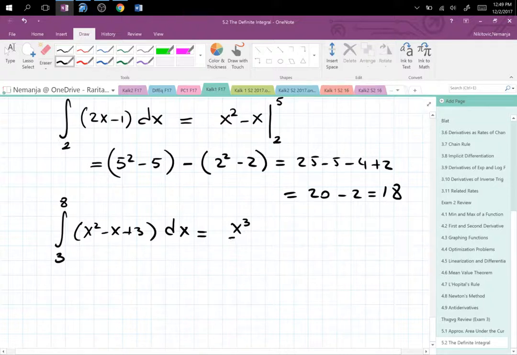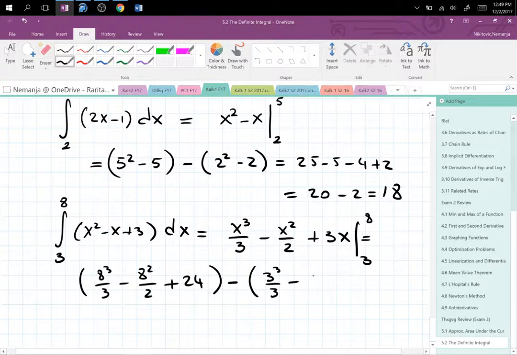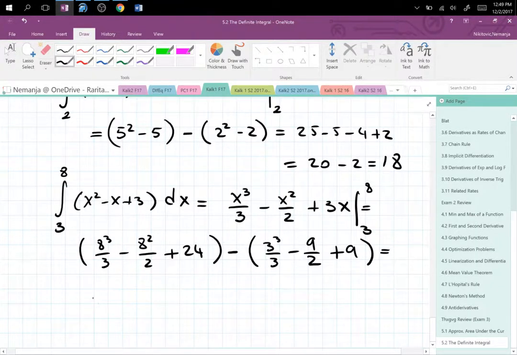So that's x cubed over 3 minus x squared over 2 plus 3x if I use 4.9, and I need to compute from 3 to 8. I'm going to plug in 8 first, so that's 8 cubed over 3 minus 8 squared over 2 plus 24, minus, and now plug in 3: 3 cubed over 3 minus 9 halves plus 9. So I plug in the top number first and then the lower number.